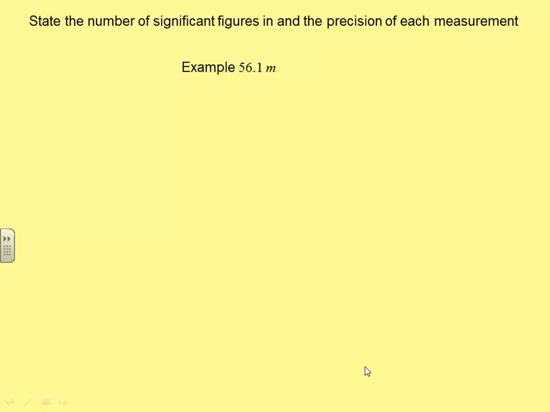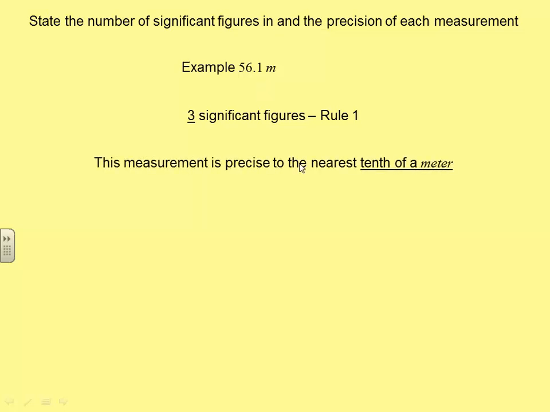So let's do a couple of examples here. I want to know 2 things. And this will help us do operations with significant figures in the next day or so. How many sig figs are in each measurement, and what's the precision of each measurement? Or another way of saying this, what did we estimate to here? So 56.1, they're all not zeros, so they all have 3 significant figures. And I'm going to cite the rules here. You can go back and look at them, or they're in your reading, right, because they're not zeros. And this is precise, since this one counts, to the nearest tenth of a meter.